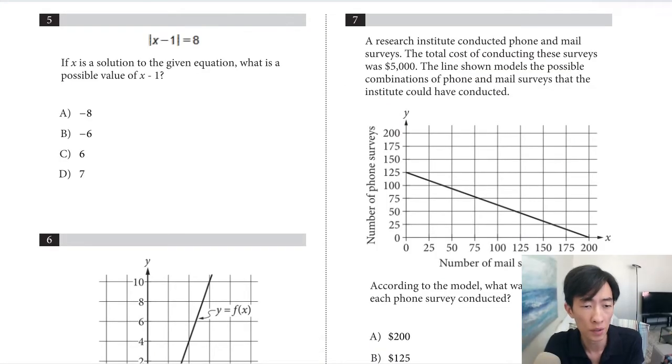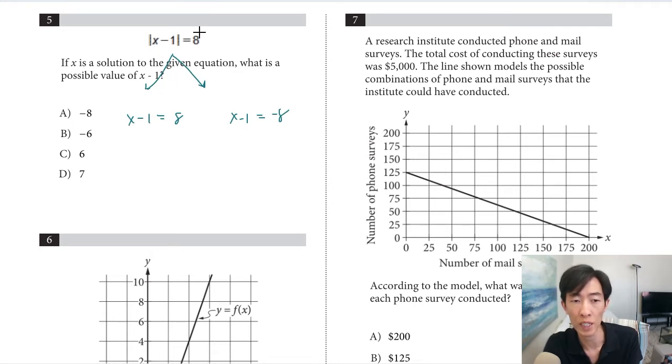Question 5, if x is a solution, what is one possible value of x minus 1? So you can kind of just eyeball this and know that it's either positive or negative 8. Systematically, for absolute value equations, I like to break them up into 2 cases. Either the absolute value of this equals positive 8 or the absolute value of that equals negative 8. So what I basically do is I eliminate the absolute value signs. I make the right side equal to positive or negative, and that'll get me my answer.